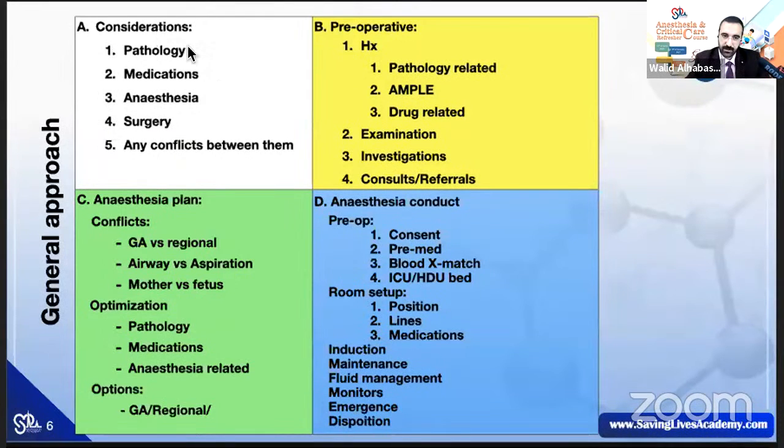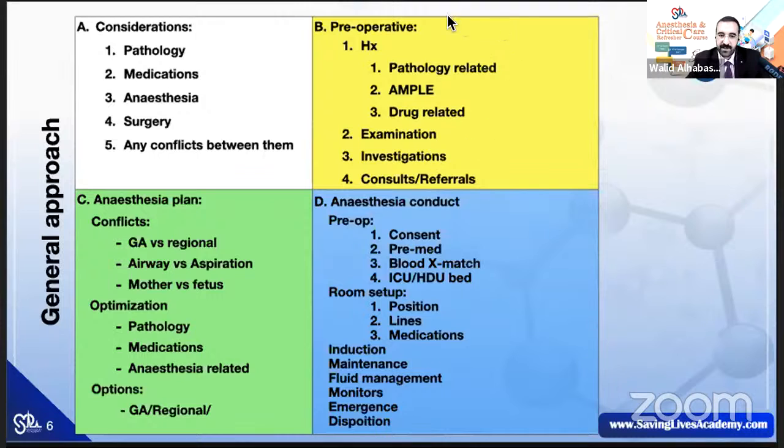So consideration: pathology, whether this patient is on any medications for this pathology, whether there is any drug-drug interaction between these medications and your drugs, whether this patient has had any anesthesia troubles before, and whether this will affect your plan. What is the surgery he is undergoing today? Did he have any previous surgeries that may interfere with your anesthetic plans? Like, did he have any lung transplant? Does he have a single lung? Does he have any tumors? Does he have any previous surgeries he had before? And is there any conflict between these different elements or considerations and each other? We'll discuss that in detail with our patient tonight as an example for that.